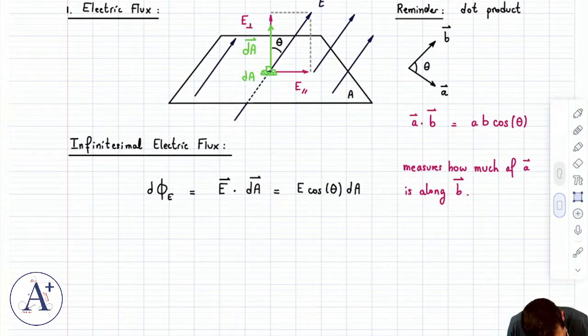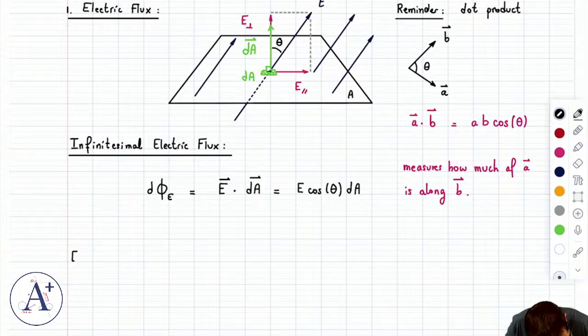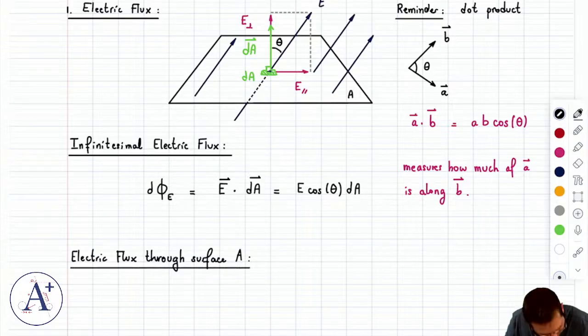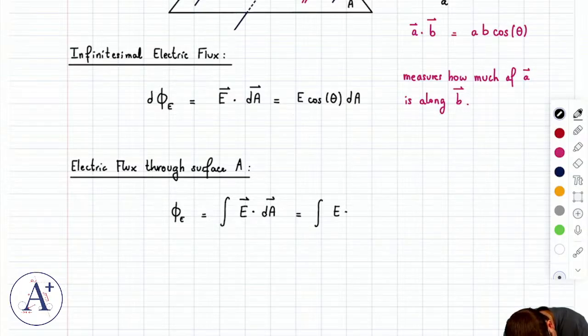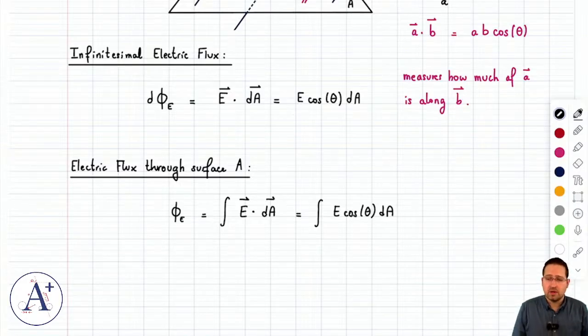And the electric flux through the entire surface, so electric flux through the surface A that we drew above, is going to be phi sub E, the integral of E dot dA, which is going to be the integral of E cosine of theta dA. Okay.